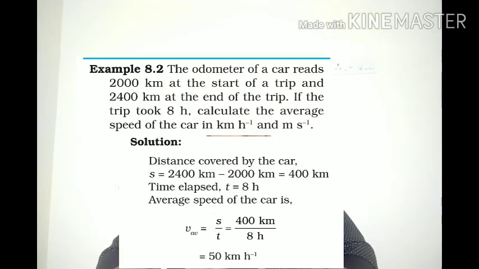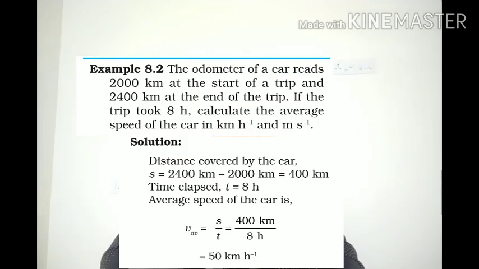Now let us see one more. This is example 8.2. The odometer of a car reads 2000 kilometers at the start of a trip and 2400 at the end of the trip. If the trip took 8 hours, calculate the average speed of the car in kilometer per hour and meter per second. As you can see, when we want to find the average speed, we have to see the total distance traveled. How much is the total distance traveled? We have to see our odometer.